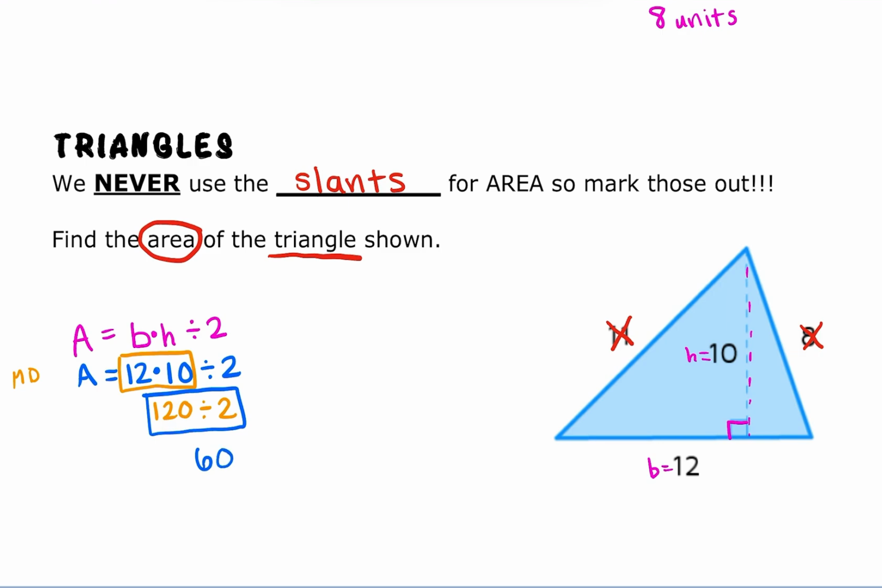And notice on this one, there's no measurement. So I'm just going to use units again. And those are squared. And that would be my final answer.